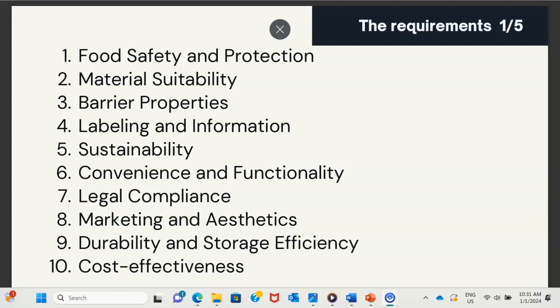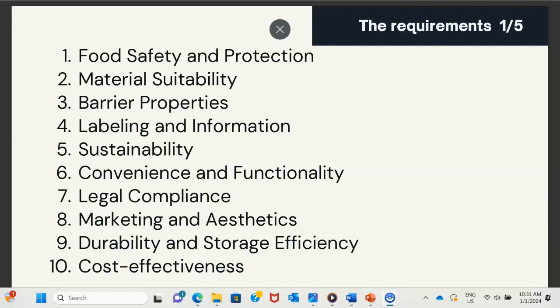So the third requirement is based on the barrier properties. Good packaging should have appropriate barrier properties to protect the food from oxygen, moisture, and light, which can lead to spoilage and degradation of the product. The fourth requirement is the labeling and the information. As mentioned earlier on, legal requirements often mandate that packaging provides essential information, including ingredients, nutritional information, expiration dates, allergen warnings, and instruction for use or storage.